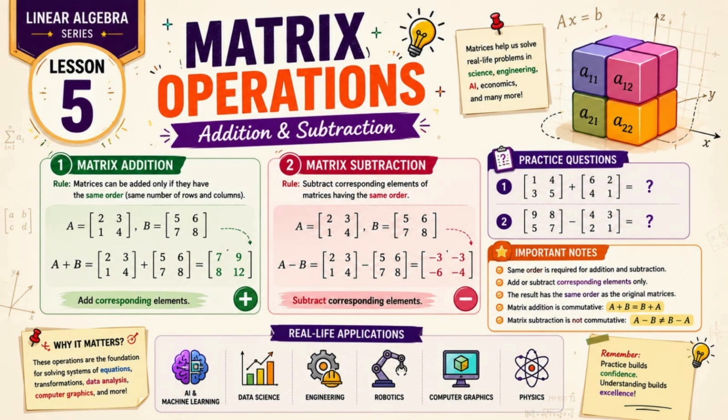Practice question. Now solve this matrix subtraction. A equals 9, 8, 5, 7. B equals 4, 3, 2, 1. Find A minus B. Pause the video and solve it before moving on.